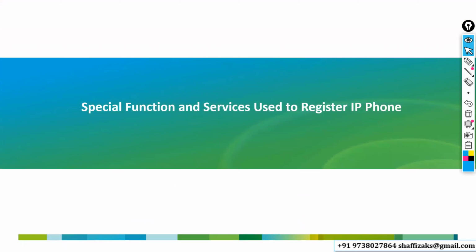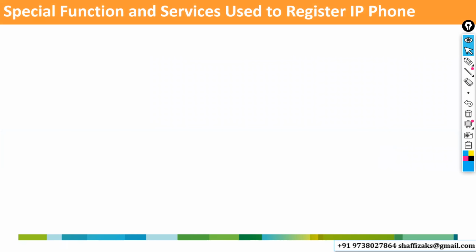Next, the special functions and services used to register an IP phone. To register an IP phone, we require some infrastructure. In that infrastructure, maybe protocols we are using or hardware we are using. It's mandatory that we require it. A few are optional, but a few are mandatory. Without that infrastructure, it's not possible to register. Let's see what exact infrastructure or protocols we require to register IP phones. Before we start registering the IP phone, we have to understand the infrastructure or the protocols.